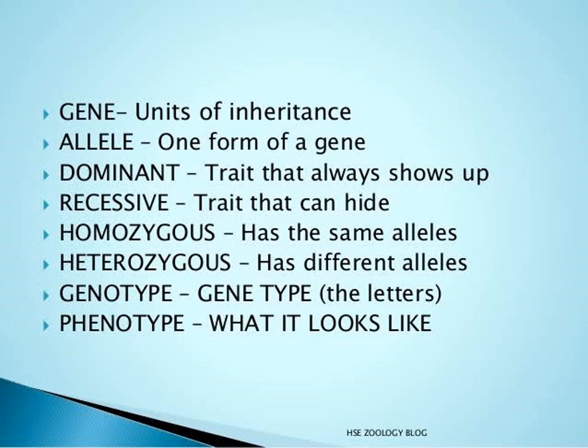What is dominant? Right, the trait always shows up. That is a capital letter, the dominant letter. Recessive, the trait can hide. Homozygous has the same allele. Heterozygous has different alleles. And the genotype, the gene type, the letters. Then phenotype, what it looks like.